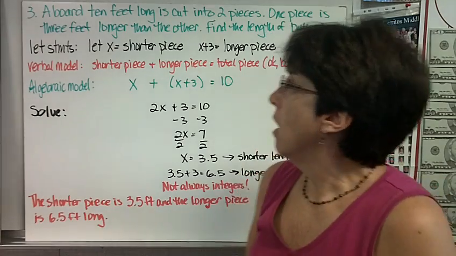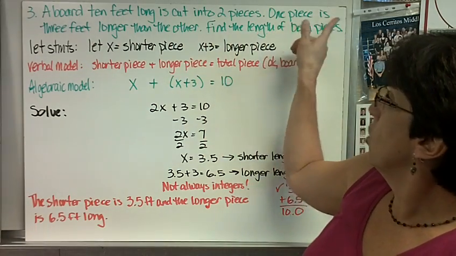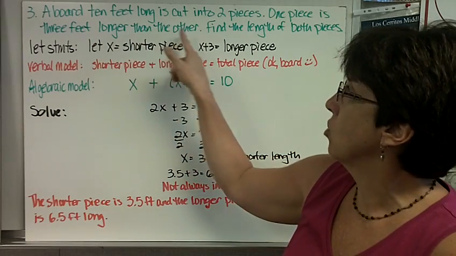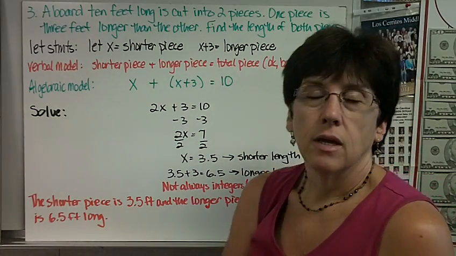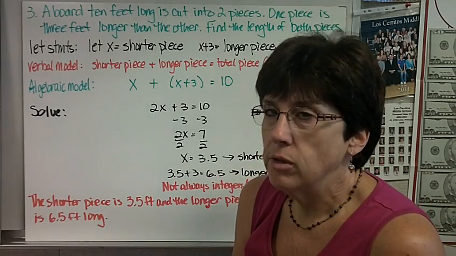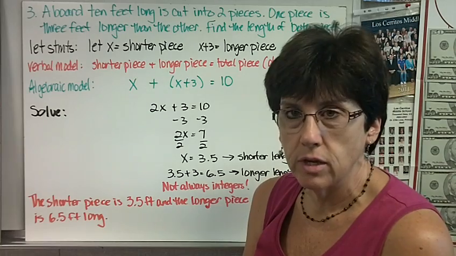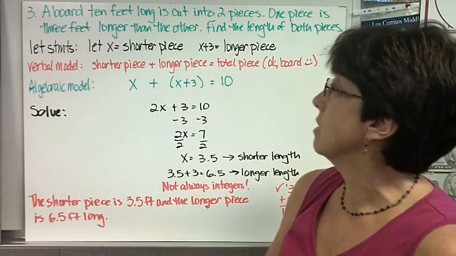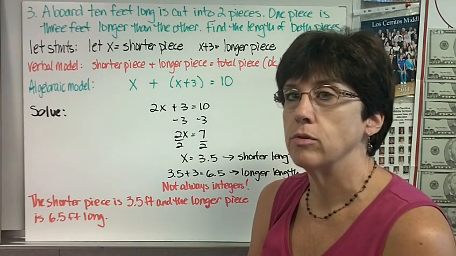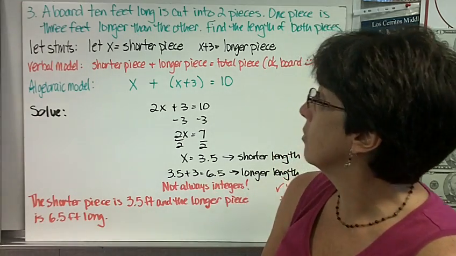Number 3. A board 10 feet long is cut into 2 pieces. One piece is 3 feet longer than the other. Find the length of both pieces. Now, you may have been used to going through the problems and just looking for the numbers. Well, the only numbers are 3 and 2, because I've spelled out the numbers. So you need to pay attention and find them even though they're spelled out, okay?